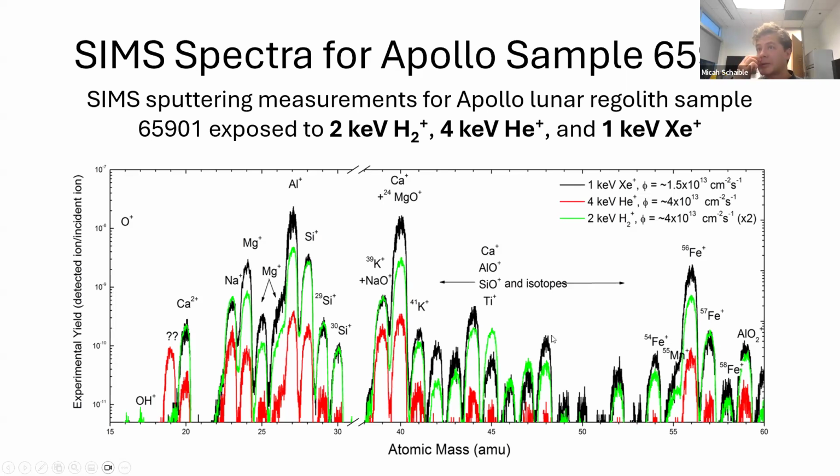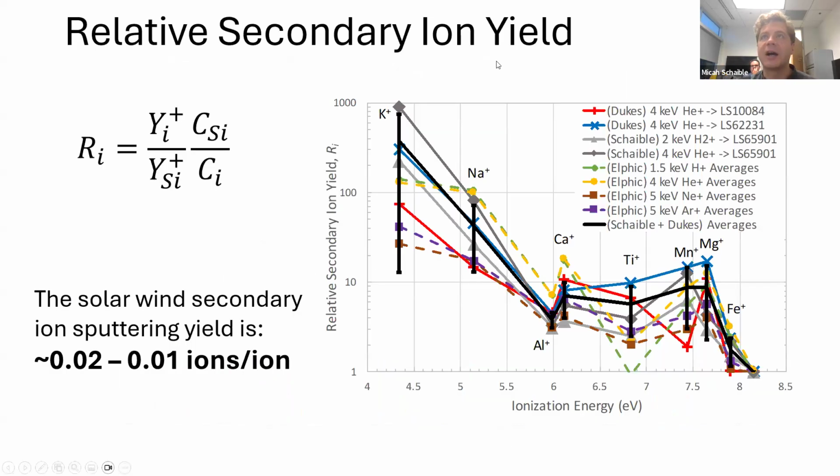So we know that we're looking at lunar soil, but there's a lot of overlap between the different isotopes and the molecular ions. And so the way that we account for this in our modeling is to use what's called a relative secondary ion yield. And the relative secondary ion yield is just defined as the ratio of the secondary ion intensity for a given species compared to silicon, multiplied by the relative composition of silicon to whatever that ion species is.